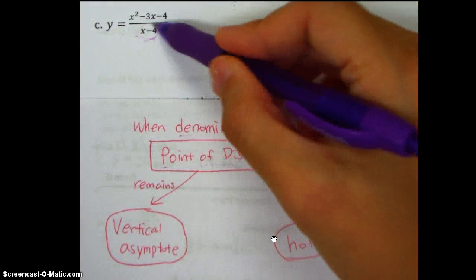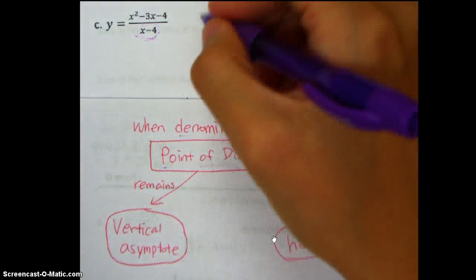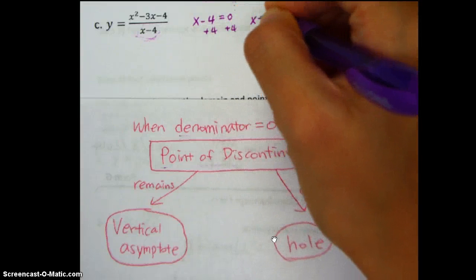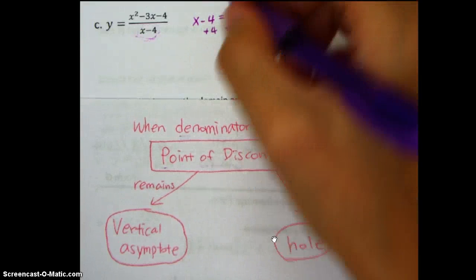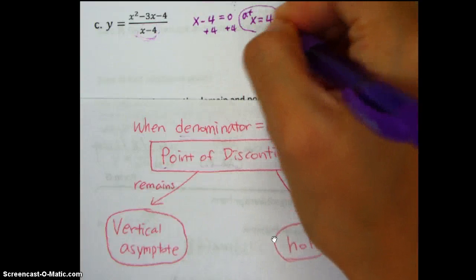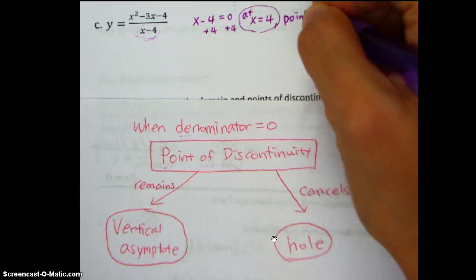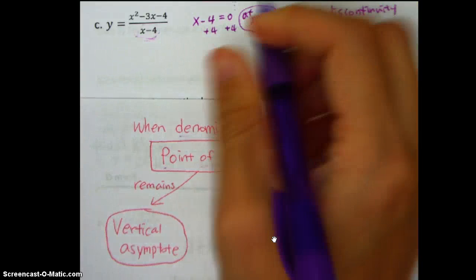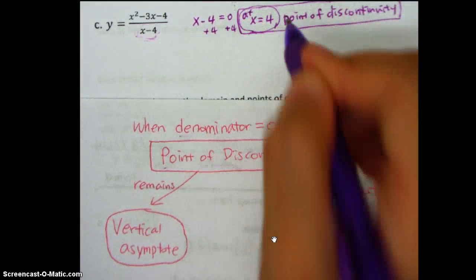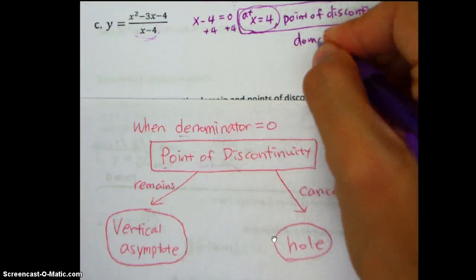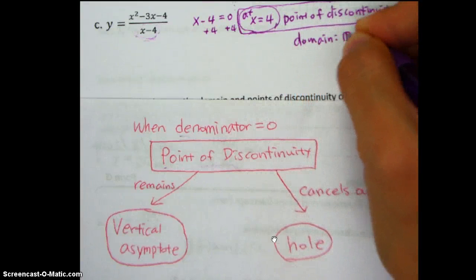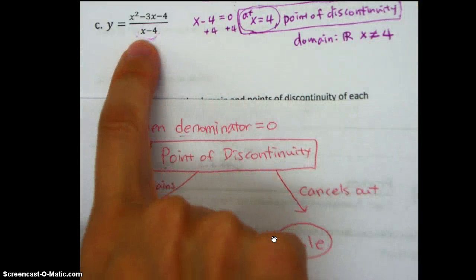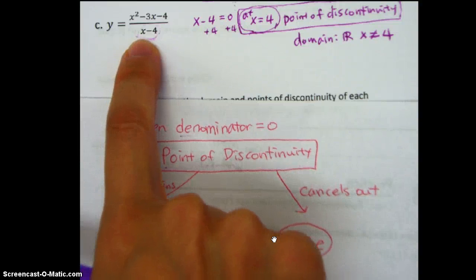When this equals 0, then we have a point of discontinuity. If x minus 4 is equal to 0, add 4, x must be equal to 4. That means at x equal to 4, we have a point of discontinuity. One point of discontinuity. That makes our domain all real numbers except x is not 4, because if x was 4, then we would end up with a 0 denominator, which is not possible.